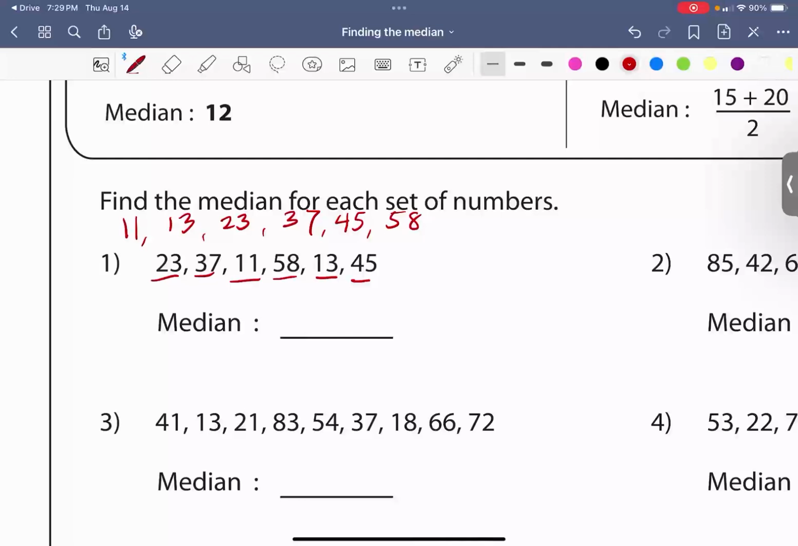So the two numbers in the middle are 23 and 37. So 23 plus 37 is equal to 60. I'm going to divide it by 2 because I have two numbers. So the median is 30.